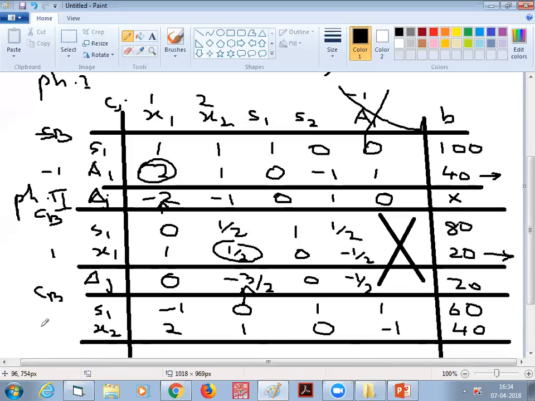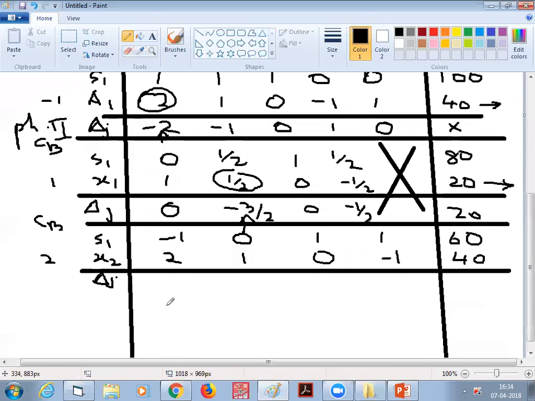And now CB is 2. So what is delta J? Well, 2 into 2 is 4, minus 1 is 3. 2 into 1 is 2, minus 2 is 0. 2 into 0 is 0. That's nice. But 2 into minus 1 is minus 2. Is it optimal? No, I'm afraid one more step. And this is 80. I'm afraid there's one more step.